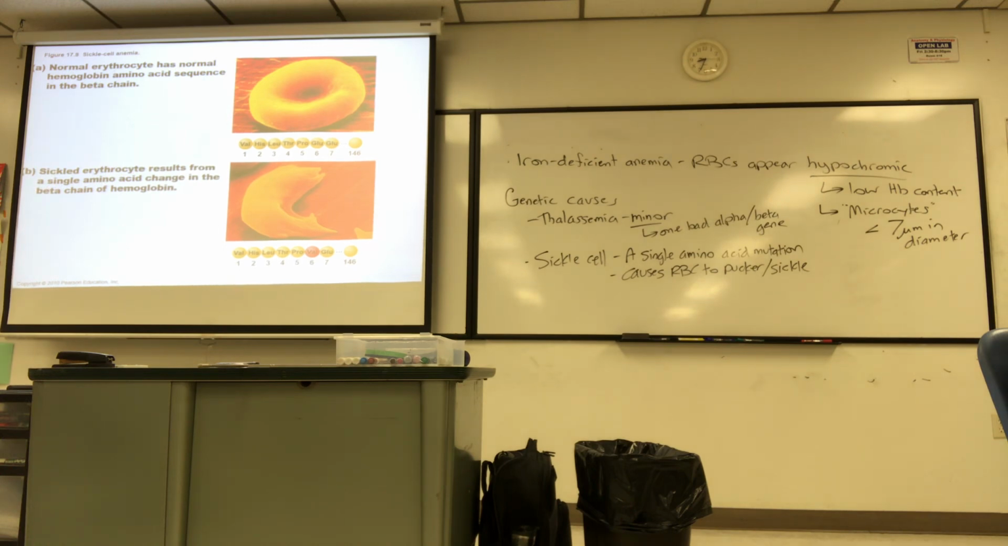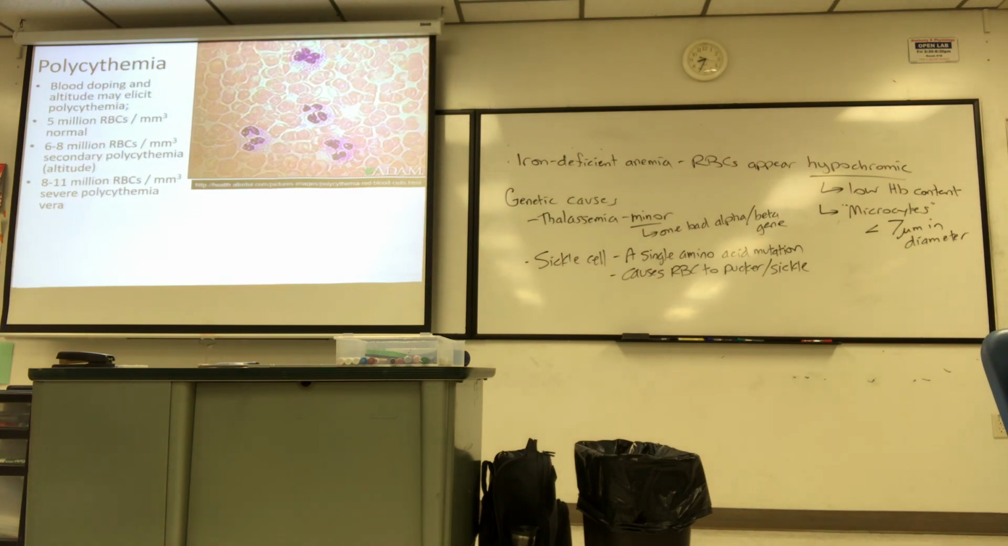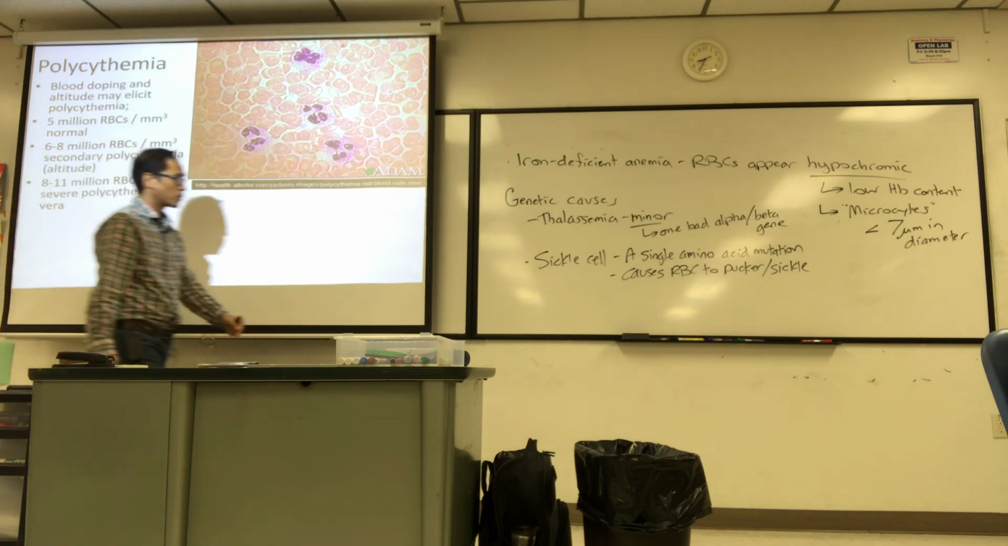Polycythemia, the other end of the spectrum. Ignore the neutrophils, but look at the density of the RBCs. And I give you some numbers there. You don't have to know these numbers, but you do have this kind of secondary versus severe. The secondary is just due to altitude, living up in the mountains, Lake Tahoe or Denver.